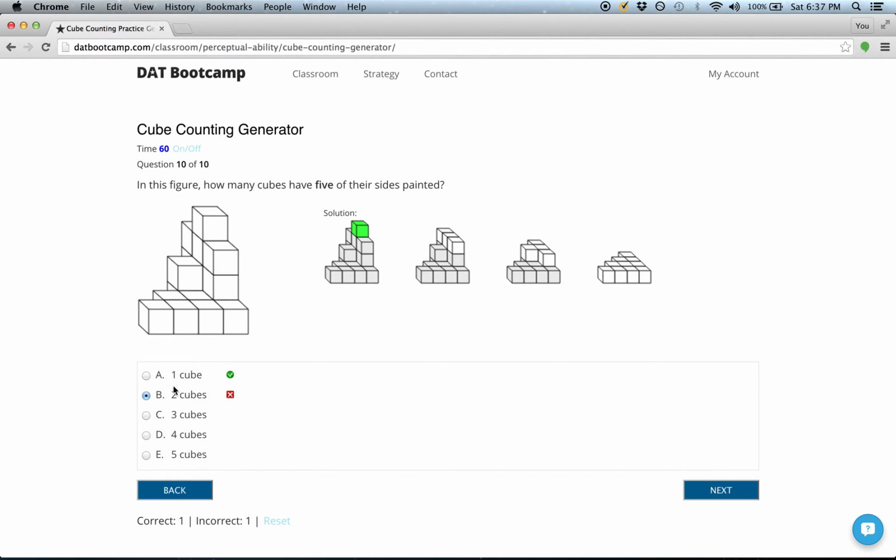All right, so I got it wrong. And I'll show you the correct answer. So this figure, it says how many cubes have 5 of their sides painted. So what the solution is going to do is break down this figure layer by layer so you can understand where all the cubes are.